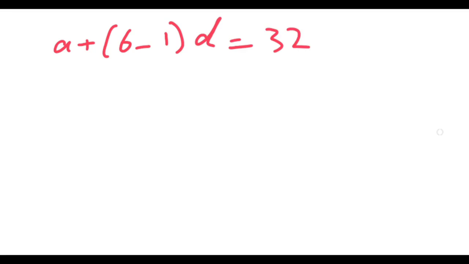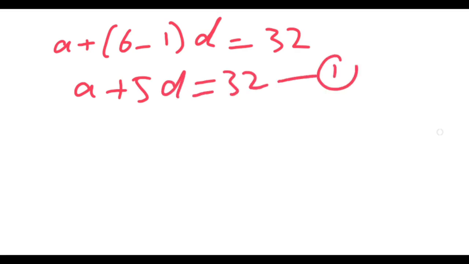So a plus (n minus 1) d, we don't know d, is equal to 32. This is the nth term formula. So this is going to be a plus 5d is equal to 32. This is my equation number 1. This is the nth term formula.